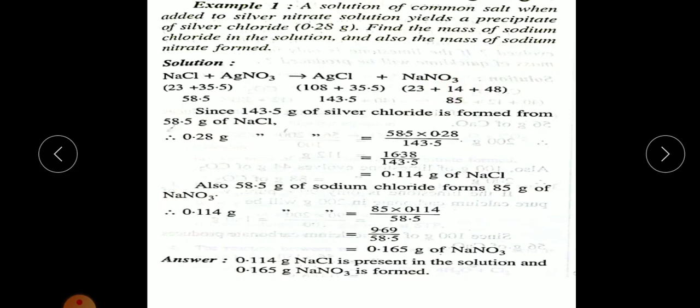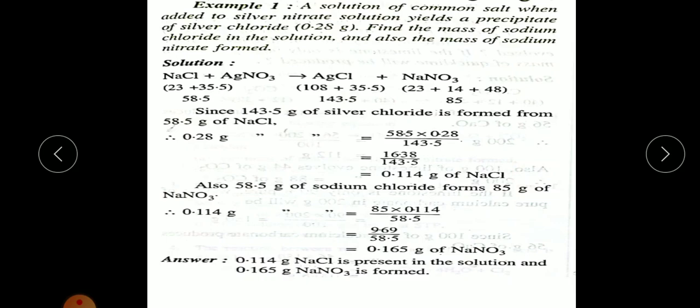So first thing, what you can write from this equation after calculation of molecular mass, 143.5, that means this gram of silver chloride is formed from what? 58.5 gram of sodium chloride. Fine, this is from the equation. So what you can write, since 0.28 gram of silver chloride is formed from 58.5 divided by 143.5 into 0.28, which will come as 0.114 gram of sodium chloride. So we found out the first value.